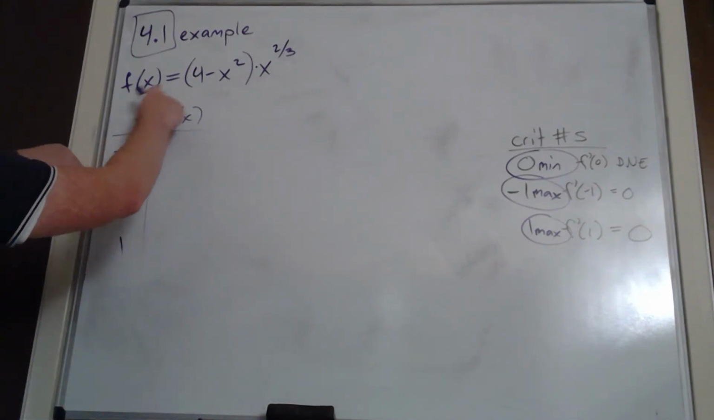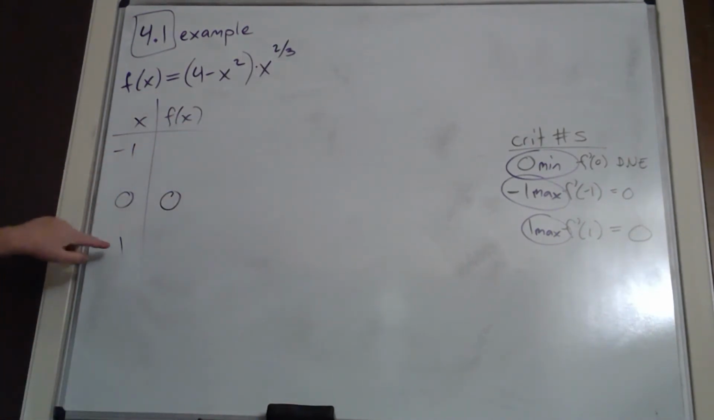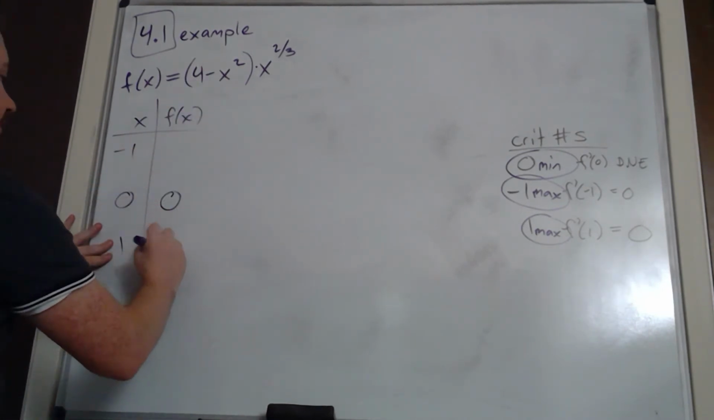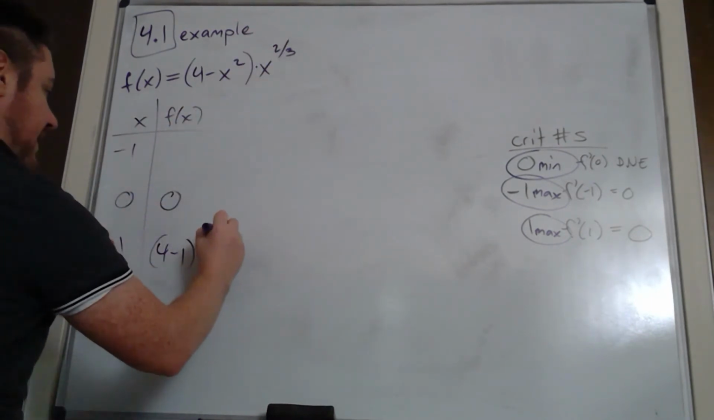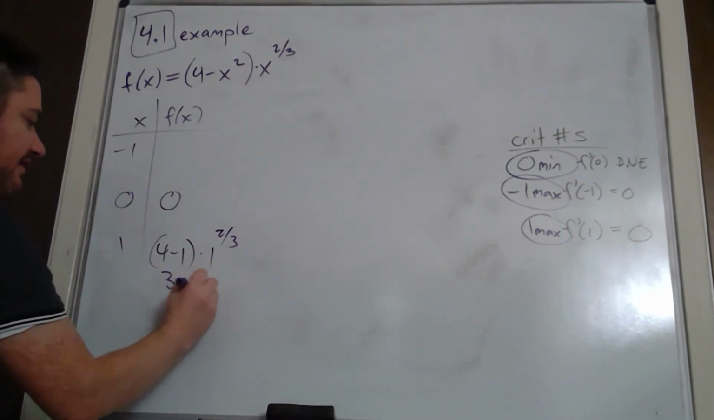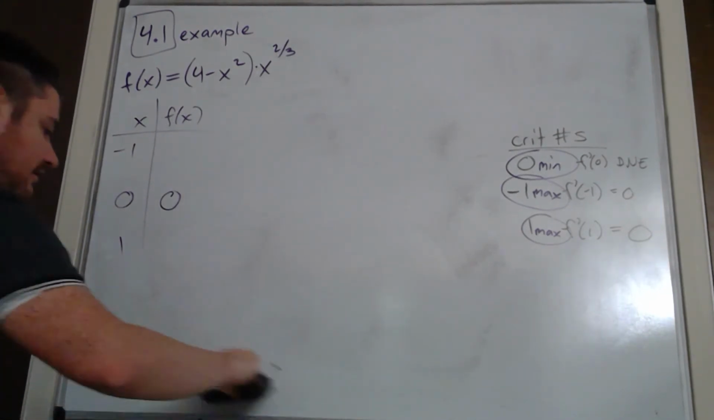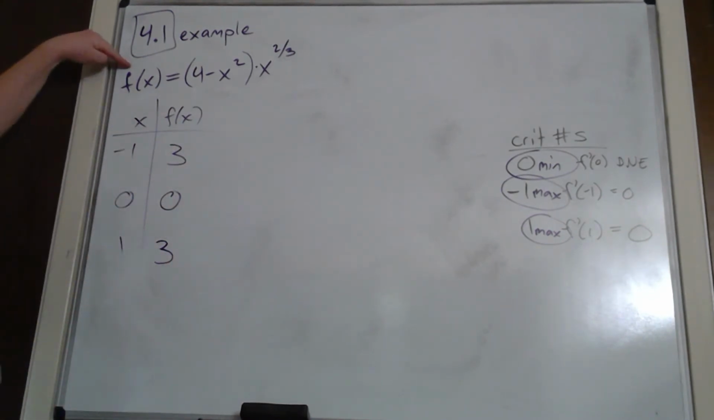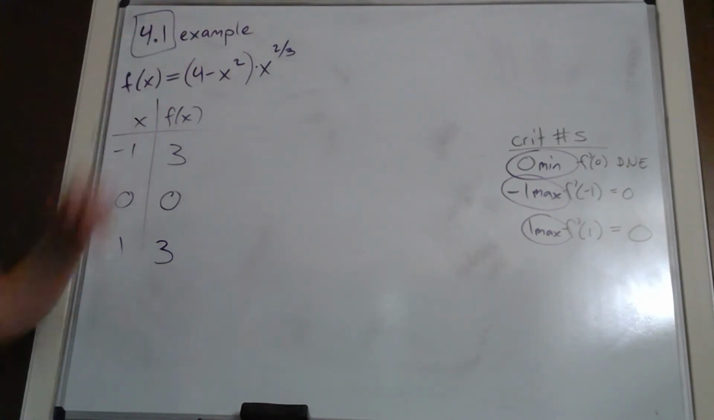F of 0 is 4 minus 0, so 4 times 0, so we get 0. Okay? F of 1 is going to be 4 minus 1 squared, so 4 minus 1, so 3, times 1 to the 2/3 power. So 3 times 1 is 3. All right, so we're just going to get 3 for that function value. And I claim 3 for this function value, again using symmetry. F is even. Right? If you want to square -1 and do that, you can do the same thing.